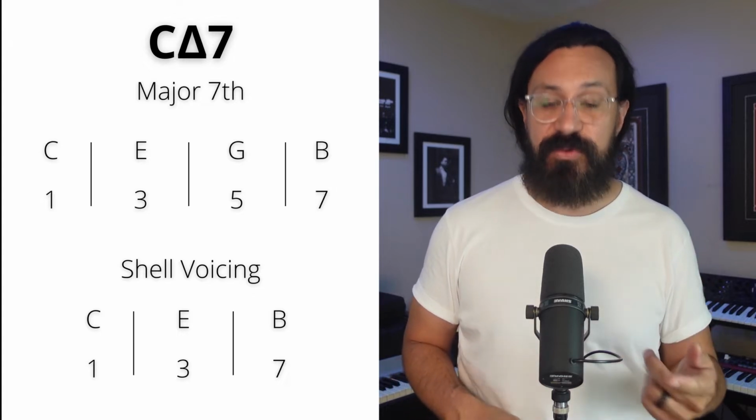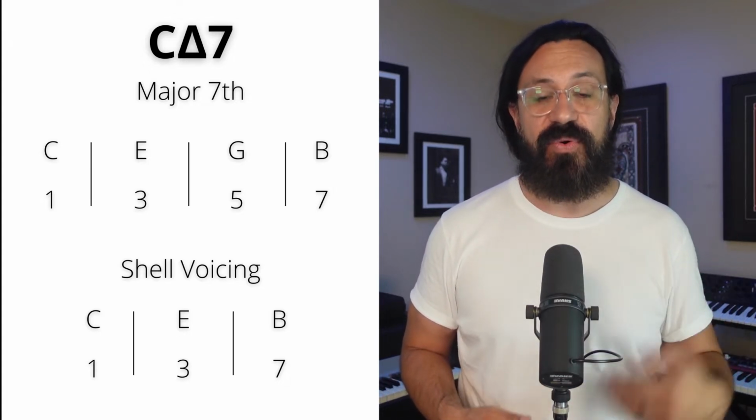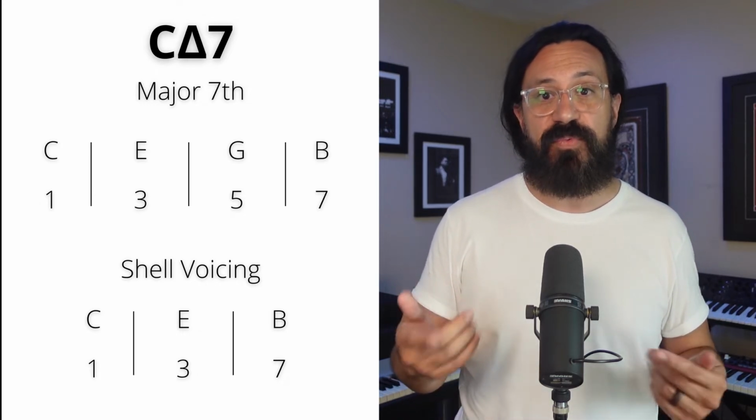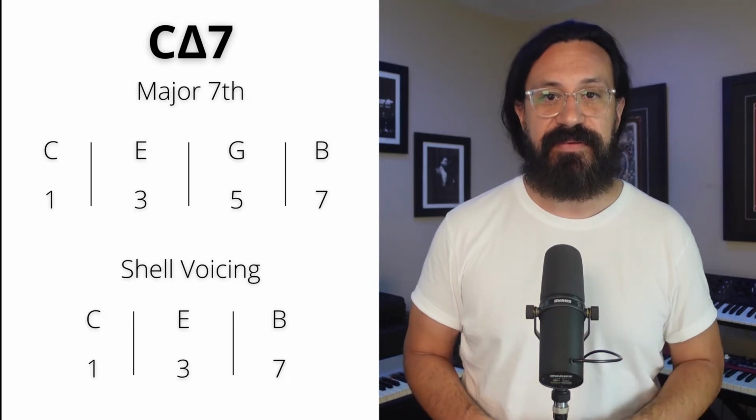You'll need to have the root, major third, perfect fifth, and major seventh in your chord. You could also drop the fifth if you want, which would leave you with just the root, third, and seventh, which we call a shell voicing. Just like the triad, we'll need to have the root on the bottom of the voicing, while the rest of the notes can be stacked in any order above it.